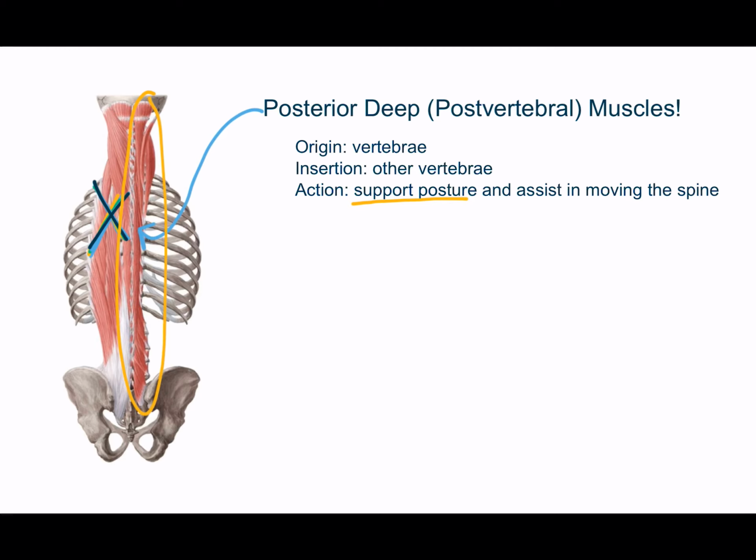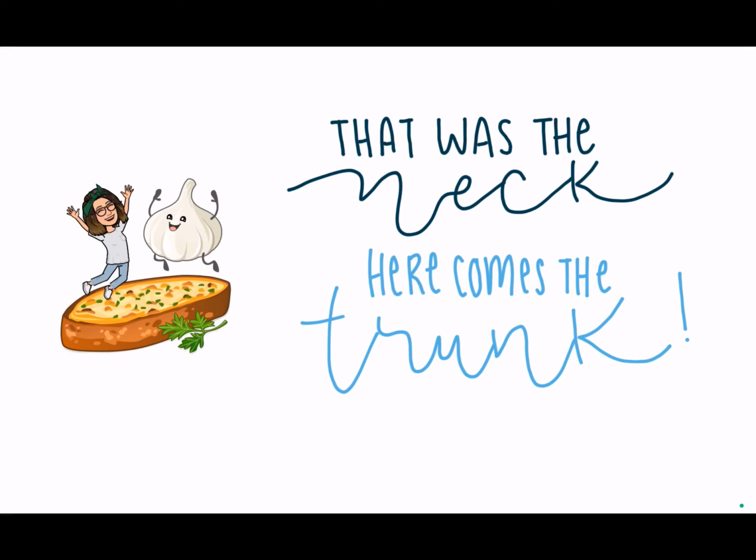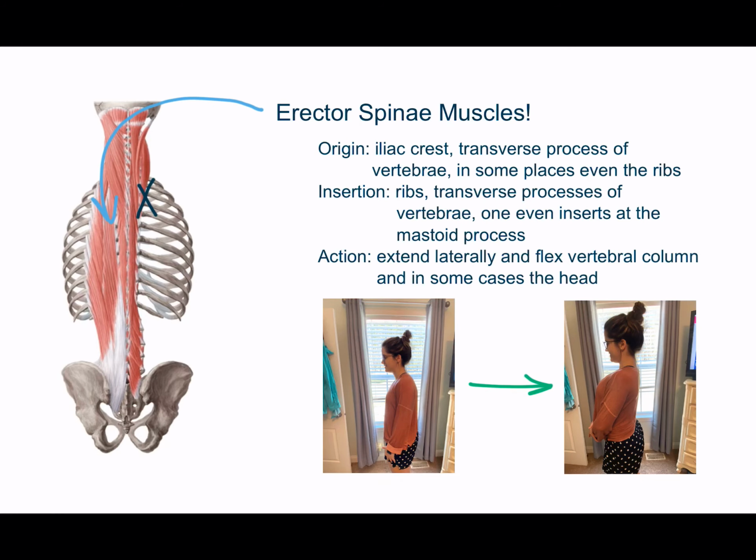In contrast to, that was the neck, here comes the trunk. In contrast to the erector spinae. So the erector spinae are the ones that are on top of these that we just covered. They're going to be these bigger ones, and they are also a bunch of different ones. So the origin and insertion, again, non-specific because we're talking about a group, but they originate on the iliac crest and transverse processes of vertebrae, and in some places even the ribs. So you can see right here how many connections they make.